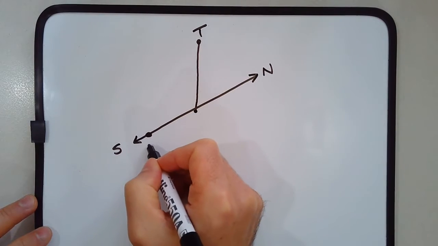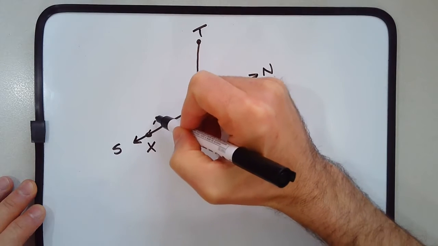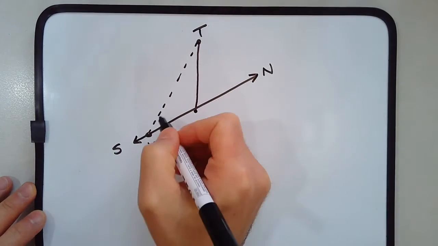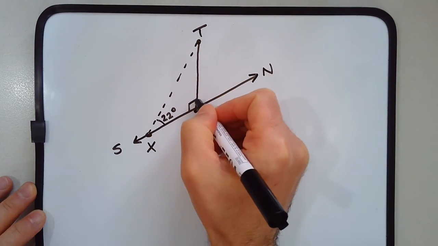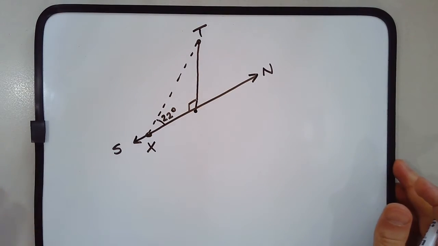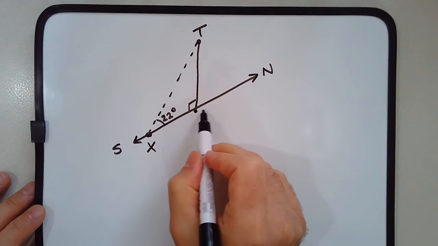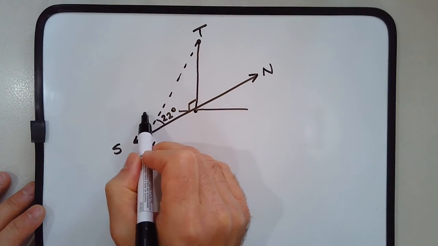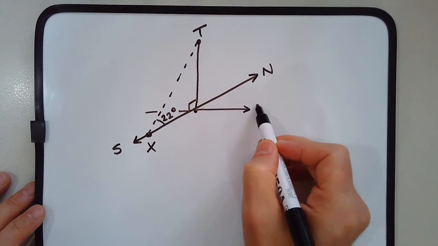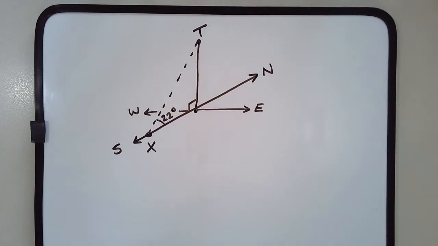And there's a point X on the ground, and it has an angle of elevation to the top of the building of 22 degrees. And the building forms an angle of 90 degrees with the ground. So this would be east this way as well. I might just draw east there, and that's west. Hopefully that's starting to make a little bit of sense to you.